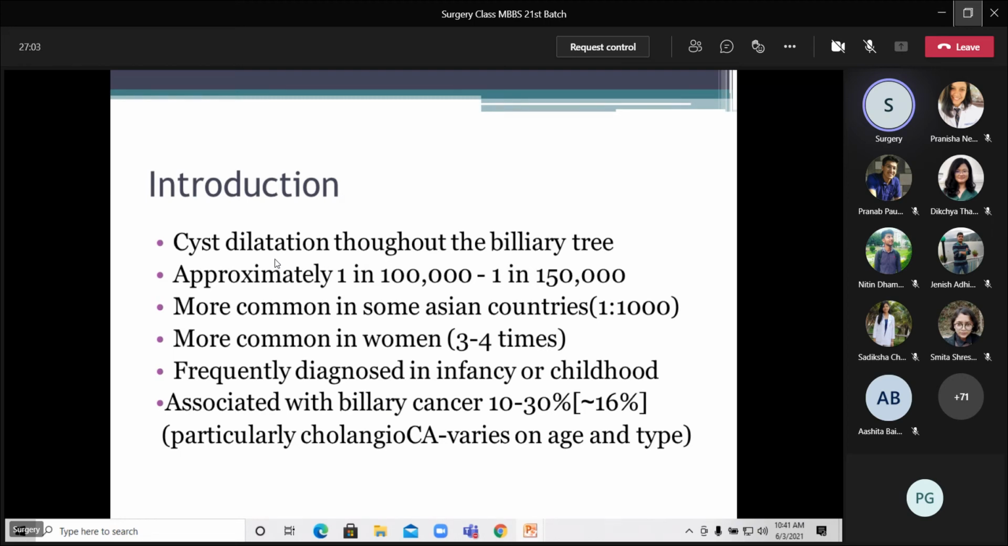Why are we worried? Because it can turn into cancer. It happens because of repeated infection and inflammation of the mucosa of the common bile duct, which turns into malignancy in due course of time. So a person diagnosed with choledochal cyst in infancy may develop cholangiocarcinoma later in adulthood, around 25, 30, 35 years of age.